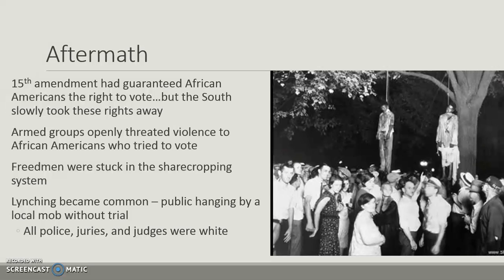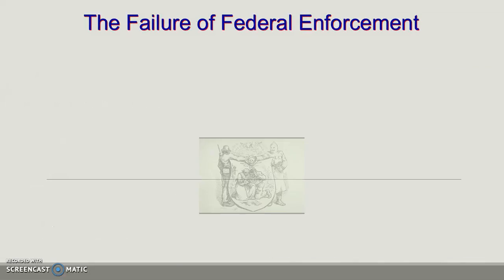At this time, all of the police, the juries, and the judges in town are white. If you remember from the black codes that we talked about in class, it was illegal for African Americans to serve on juries, and it was illegal for them to testify in court. So really, justice was out of reach for many African Americans during this time period in history.